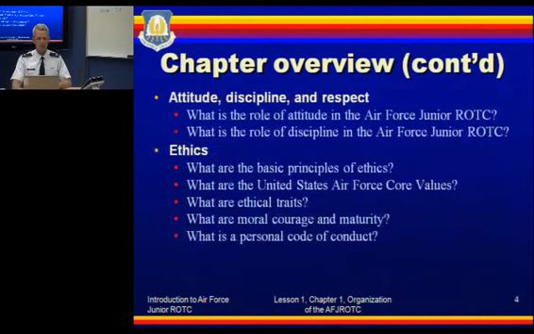The last two that I said will be part of your semester test: attitude, discipline, respect, and principles of ethics, the core values: integrity first, service before self, and excellence in all we do. That's our Air Force core values.